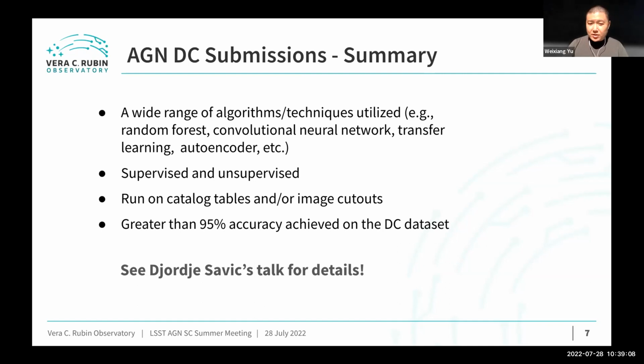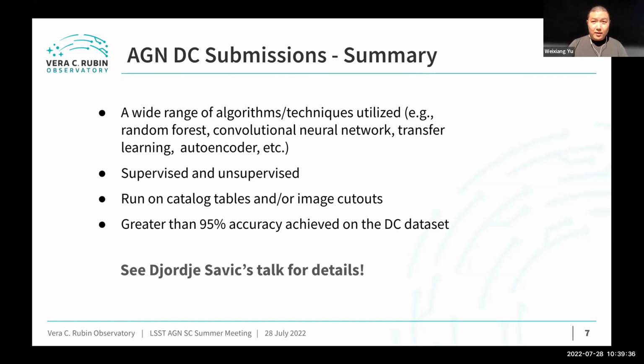Both supervised and unsupervised algorithms are seen in the solutions. Some run on catalog tables, some run on image cutouts, some trying to combine both to maximize the information they can utilize. Pretty high classification accuracy was achieved by several of the submissions on the DC data sets, but I like to stress that this very likely wouldn't be the case for LSST data sets for many reasons.